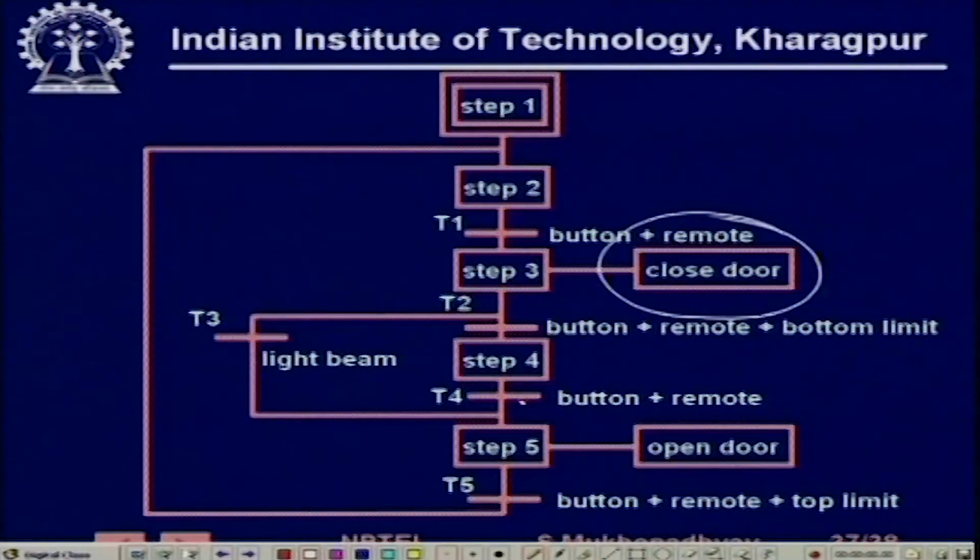Here, if you have pressed a button to stop it, then if you press it again, it will go into reverse. So, we have captured the behavior of the garage door in this form using SFC. You can do a similar thing also for the traffic light; let that be an exercise.